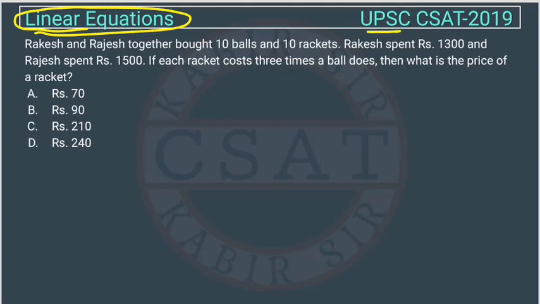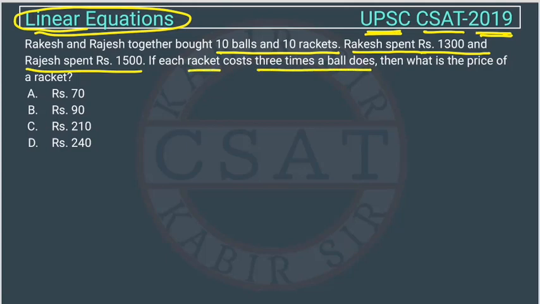So this is a question taken from linear equation. It's a type of linear equation question asked by UPSC in their CSAT paper of 2019. Rakesh and Rajesh together bought 10 balls and 10 rackets. Rakesh spent 1300 and Rajesh spent 1500. If each racket costs 3 times a ball, what is the price of a racket, right? So the racket price is 3 times the ball price, right?